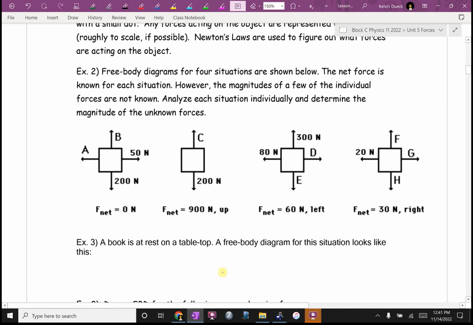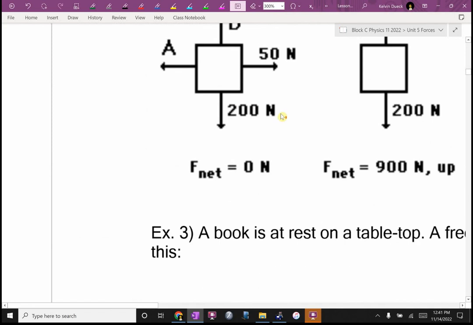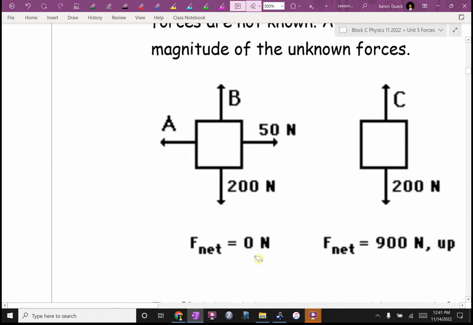Example 2 says, free body diagrams for four situations are shown below, and I've told you the net force for each situation. But we're missing some of the magnitudes of the individual forces. See if we can figure them out. Let me show you what I mean. Let's look at the first diagram here. Adam, what's the net force in the first diagram here? It says F net equals.